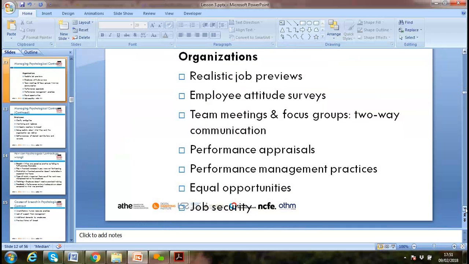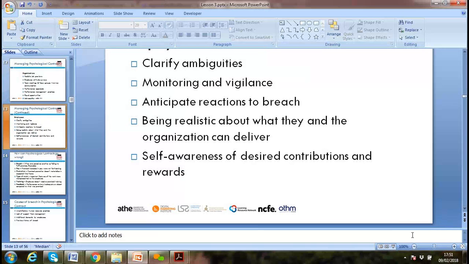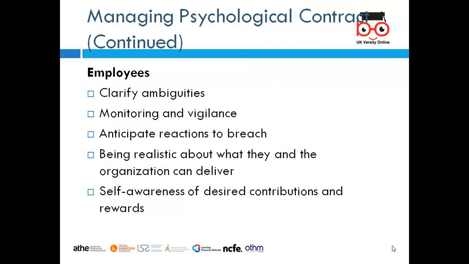Organizations should provide a realistic job preview. This implies team meetings, focus groups, two-way communication where we can hear them and they can hear us, performance appraisal, performance management practices, equal opportunity and job security. These are what we need to provide to the workers. Next, managing the psychological contract: clarify where there are ambiguities, monitoring and vigilance, anticipating reaction to the breach, being realistic about what they and the organization can deliver, and being self-aware of the desired contribution and rewards.